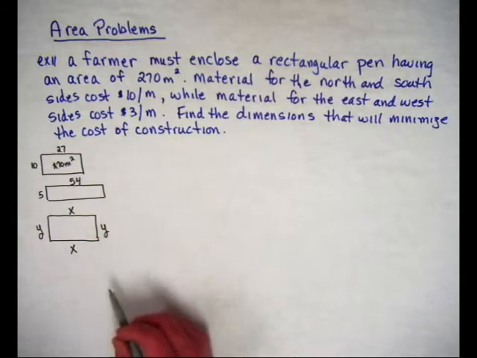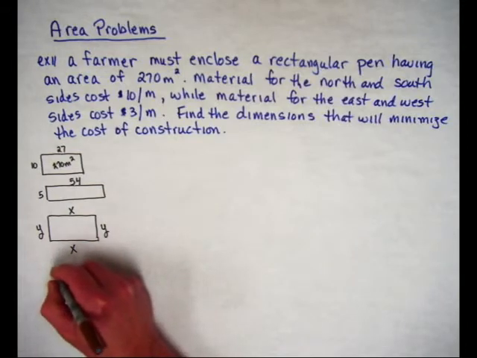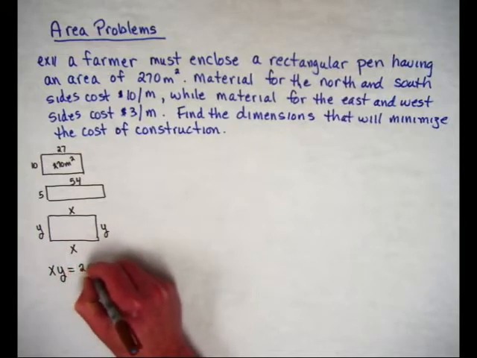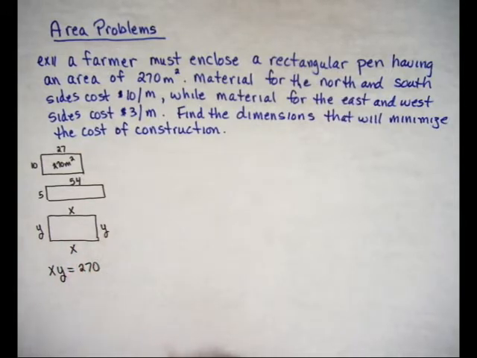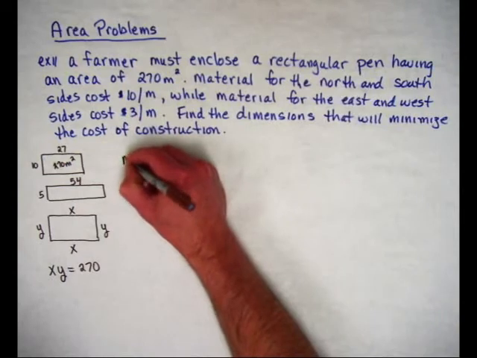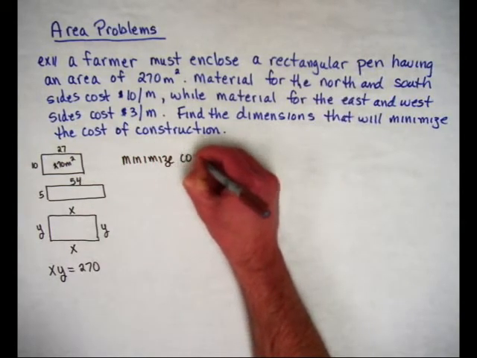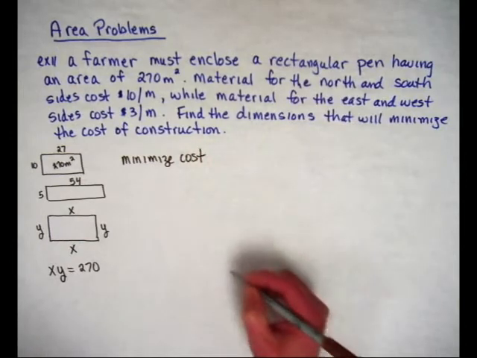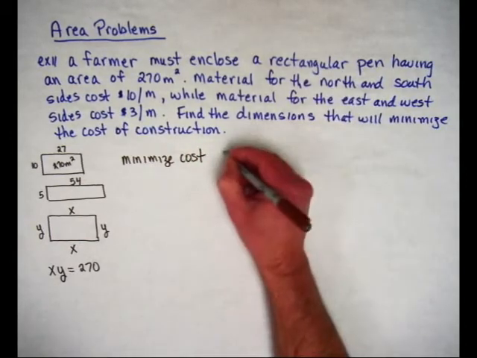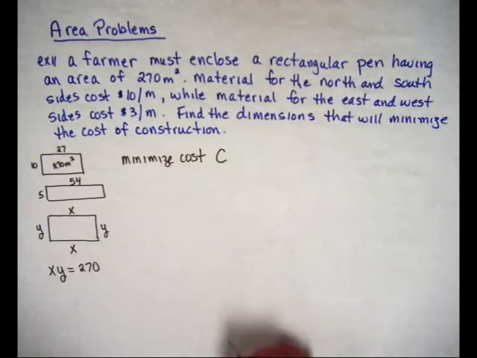Now the area has to be 270. So one thing that we know for sure is that the area, x times y, has to be 270. That's going to come into play here. Obviously, it is one of our restrictions in the question. So what is the goal of the question? Well, we're trying to minimize the cost. It's always a good idea to identify your goal. In this case, you're trying to minimize the cost. The cost we'll just call C.